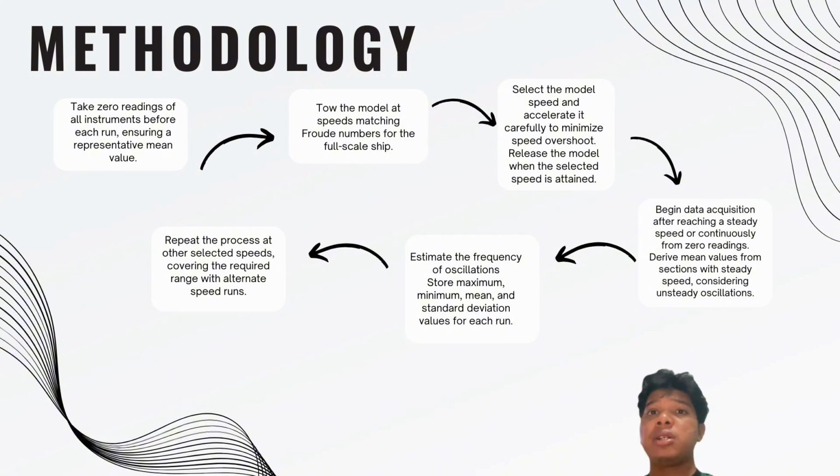Next, begin data acquisition after reaching a steady speed, or continuously from zero readings. Derive the mean value from the section with steady speed, considering unsteady oscillations. Next step, we estimate the frequency of oscillations and store maximum, minimum, mean, and standard deviation values for each run. Then we repeat the process at the other selected speeds, covering the required range with alternate speed runs. Last but not least, allow sufficient waiting time between consecutive runs for consistent conditions. Record waiting times dependent on test, facility geometry, model type, and speed.